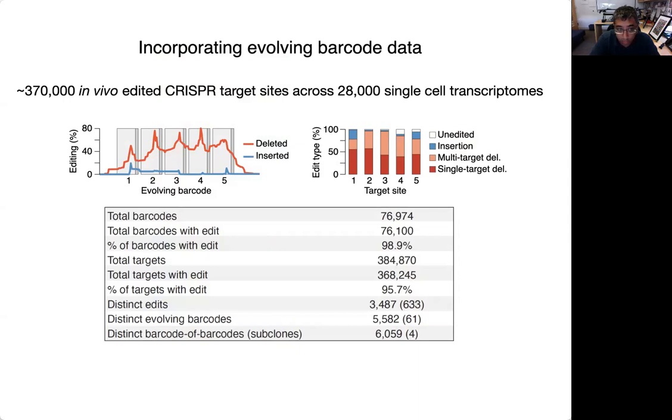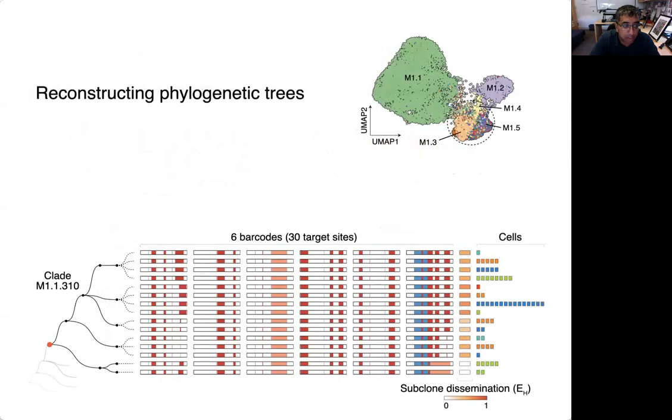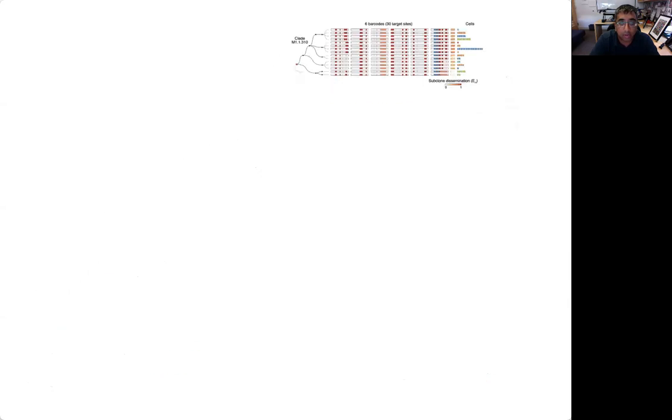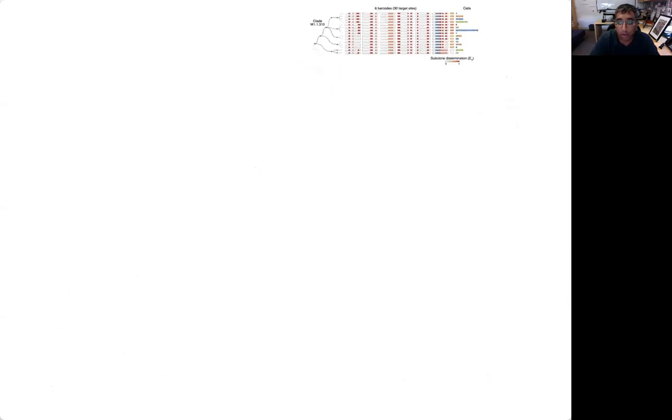And then we can use that barcode information to reconstruct phylogenetic trees. And so here at the bottom, we're showing clade M1.1.310. This is a subclade of clone 1 in mouse 1, that dominant clone that met with metastatic success. And you can see that we have greater granularity when building a tree from something like this. We then have the ability to look at subparts of the tree in more detail, right?